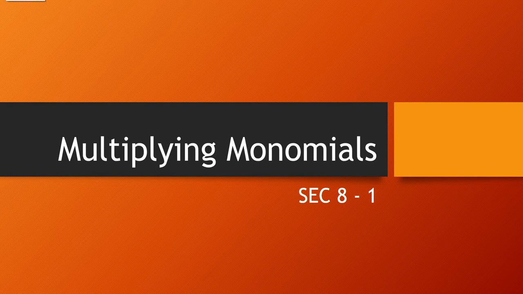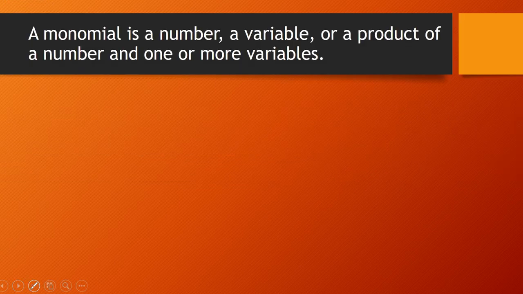Okay, new chapter. Section 8.1 is multiplying monomials. So what is a monomial? A monomial is a number, a variable, or a product of a number and one or more variables. So you've seen them before.